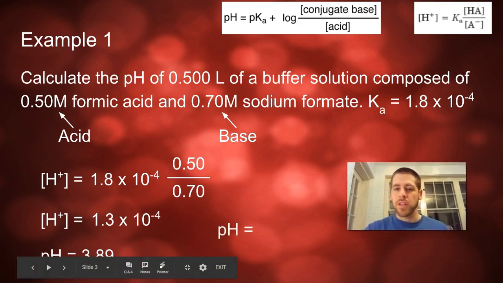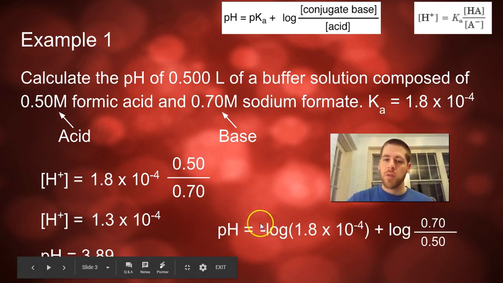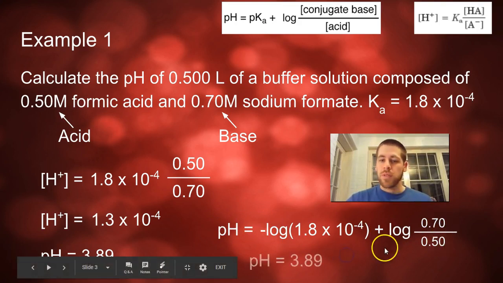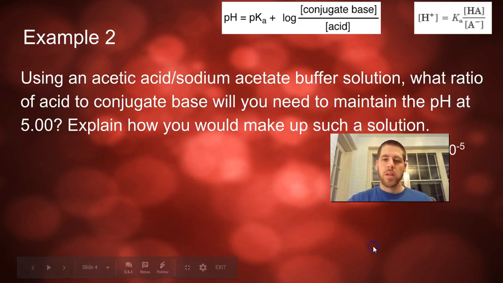Now we could also do it this way, where we take the Henderson-Hasselbalch equation and you just plug everything in. Notice that I flipped the base. I put the base on top and the acid on bottom, and you end up with the same exact answer, even to multiple decimal places.